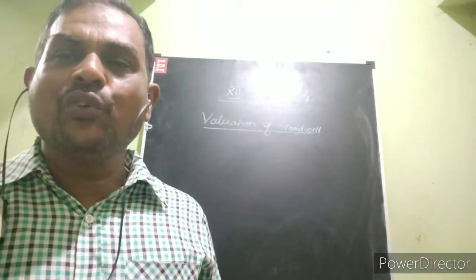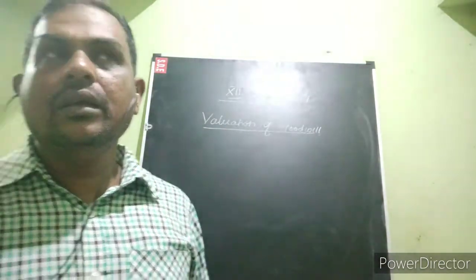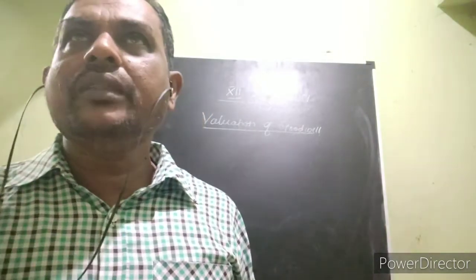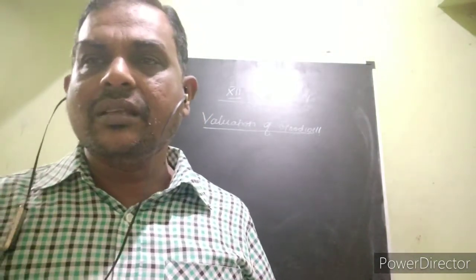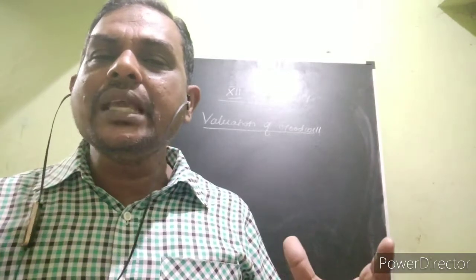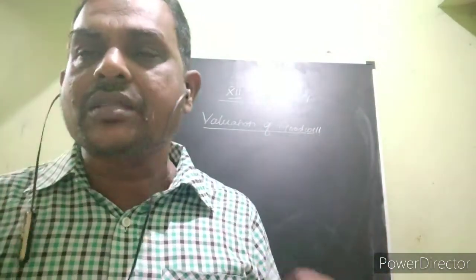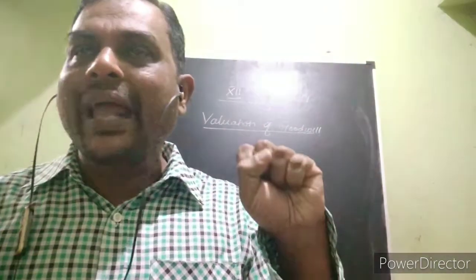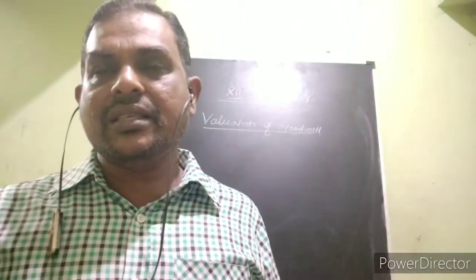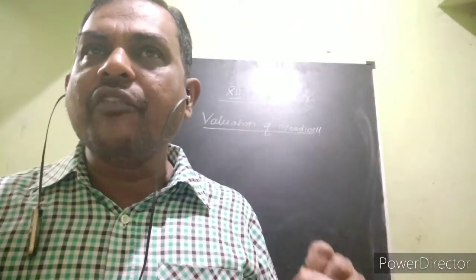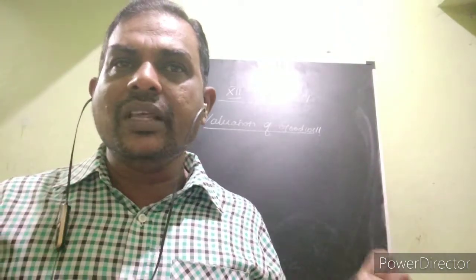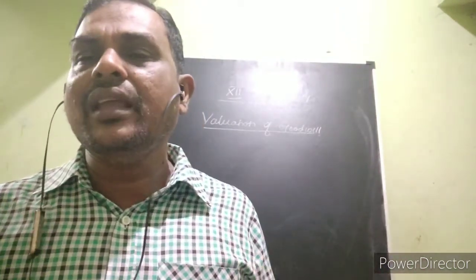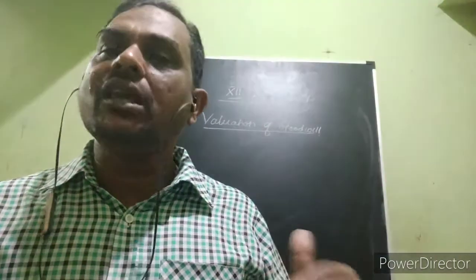The name of the lesson is 4, partnership valuation of goodwill. Under the partnership firm, the previous lesson taught you the basic concepts. What are the basic concepts? How to prepare the capital accounts, how to calculate the interest on capital, how to calculate the interest on drawings, then how to prepare the profit and loss appropriation account. These accounts we have seen in lesson 3 under partnership firm basic concepts.